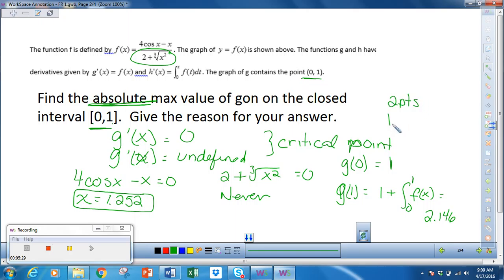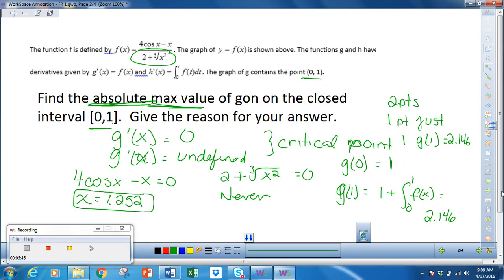You got 1 point for your justification and 1 point for finding g of 1. You couldn't just identify that it happens at 1. It says find the maximum value, so you actually had to find what g of 1 was. Okay? So that's where your 2 points came from.